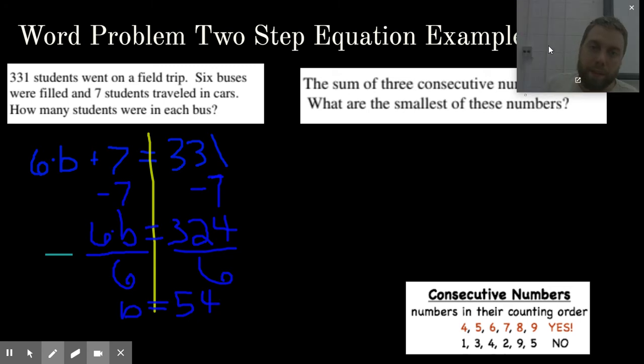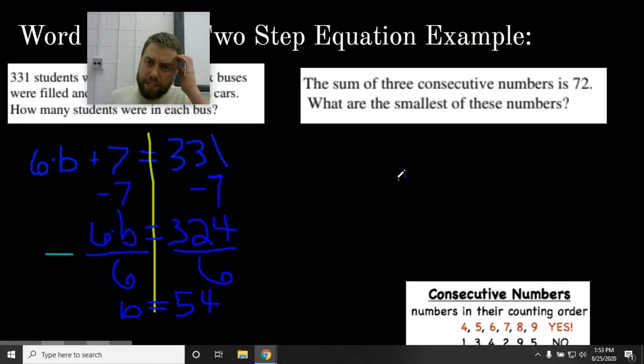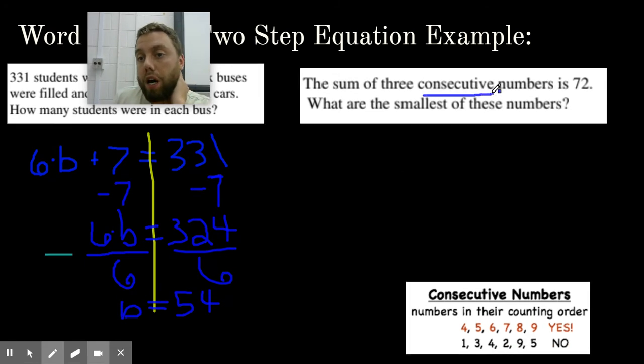Okay. Now, moving on to our next example, the sum of 3 consecutive numbers. A bit of vocabulary here. Consecutive means one after the other. So consecutive numbers would be 1, 2, 3, or 5, 6, 7, or 21, 22, 23, or 492, 493, 494. Those are consecutive, one after the other.